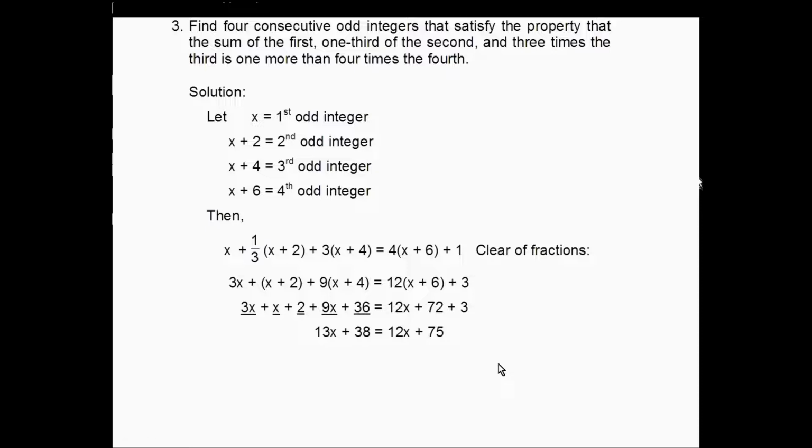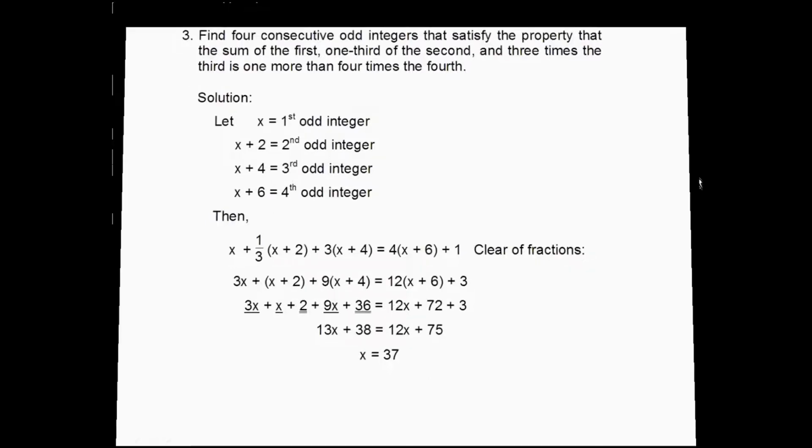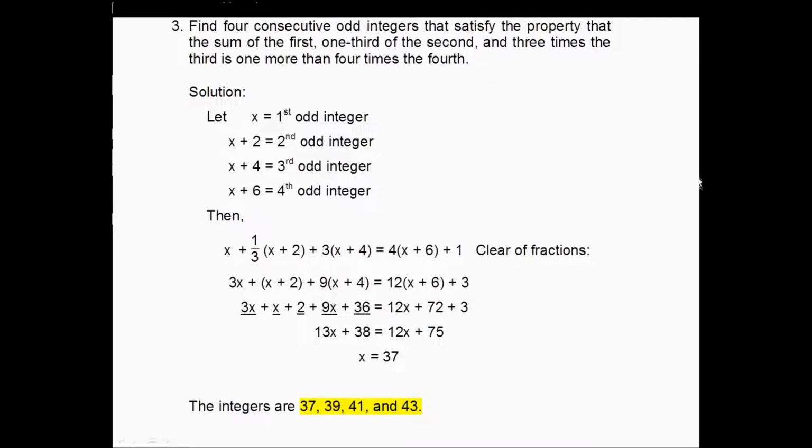Okay, x is to the left, numbers to the right. Okay, subtract 12x, subtract 38. So I'm going to get x is equal to 37. It's odd, and that's what I wanted. So 37 is the first odd integer. The next one, 39, 41, and 43. There are my 4 consecutive odd integers.